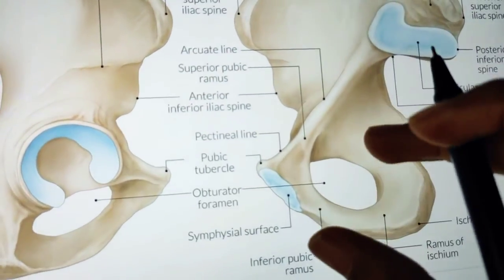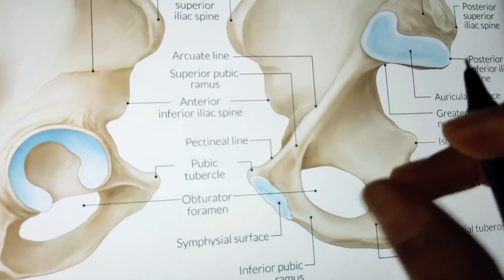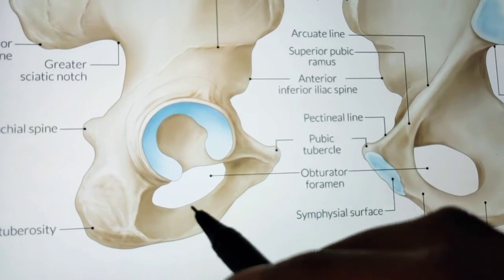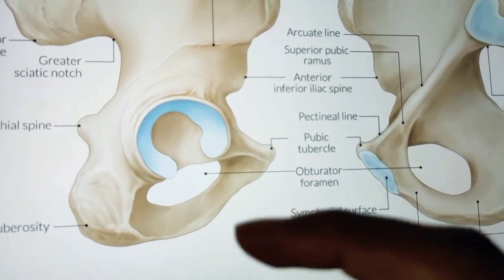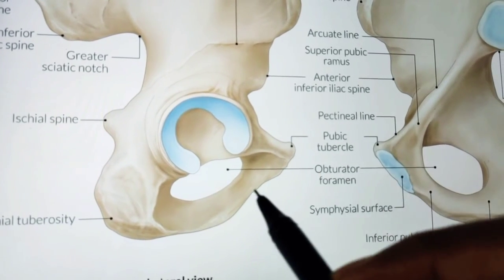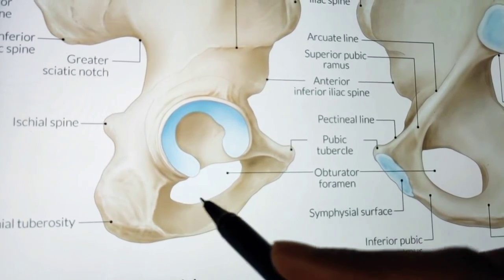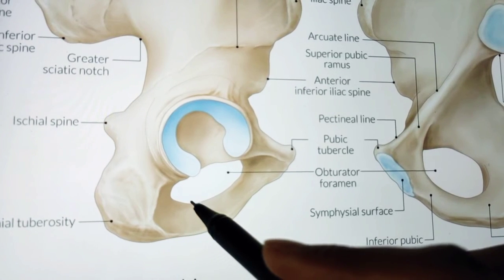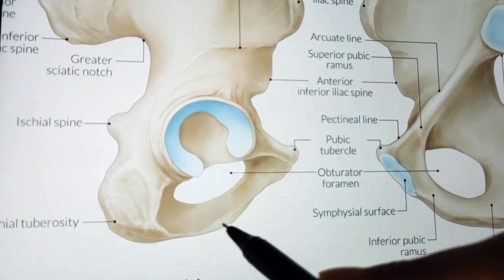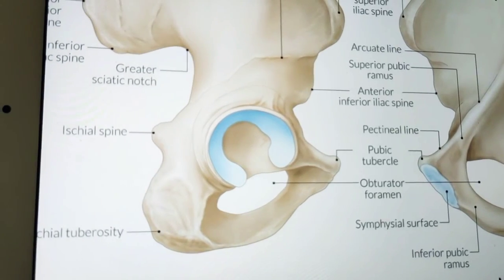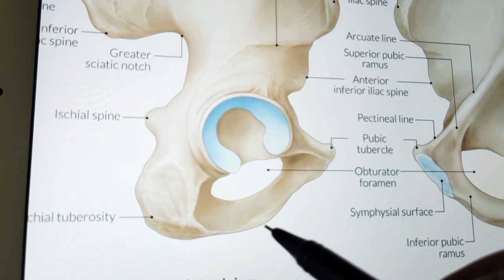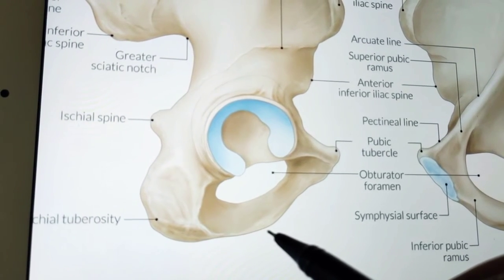So always remember, the inner surface is smooth. The outer surface, you can see, is also smooth but with some ridge-like structures. Okay. So conjoint ischiopubic rami upper border mainly forms the margin of obturator foramen. The lower border forms the pubic arch along with the corresponding border of the bone of opposite side.